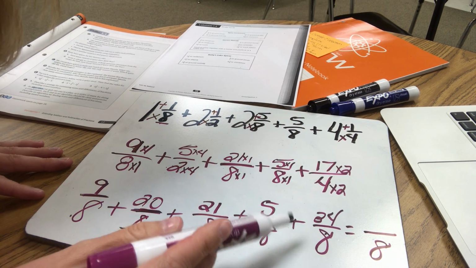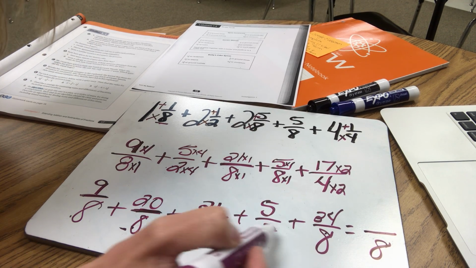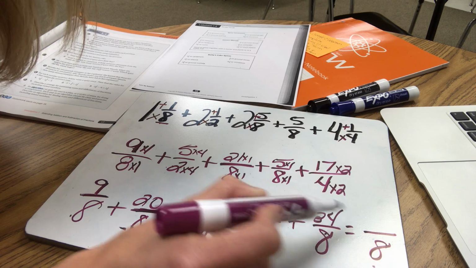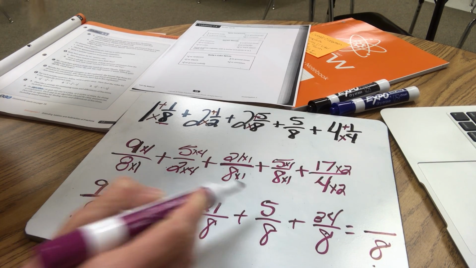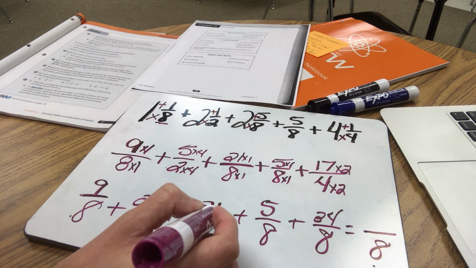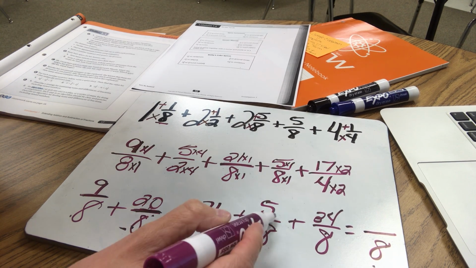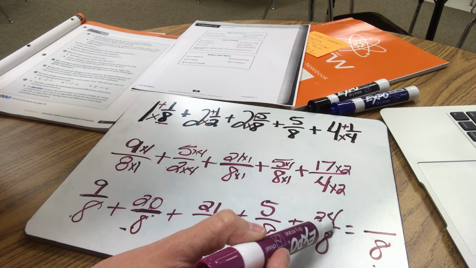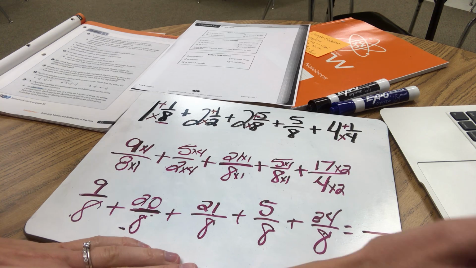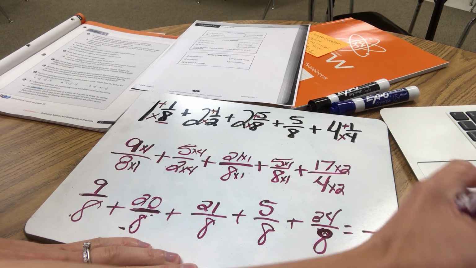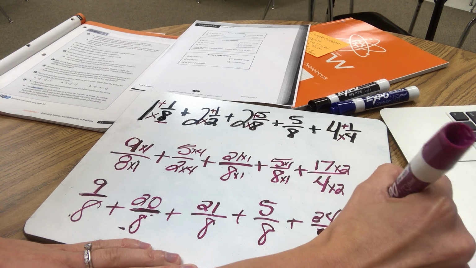Now all we have to do is add all the numerators. Our denominator in our answer will stay the same. We don't say 8 plus 8 plus 8 plus 8. It's just 8. We leave it the same. Okay, so 9 plus 20 is 29. 29 plus 21 is 50. 50 plus 5 is 55. And then 55 plus 34, use your quick math, that's going to be 89.